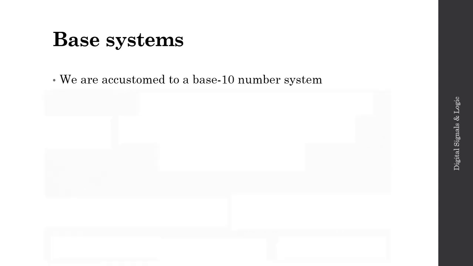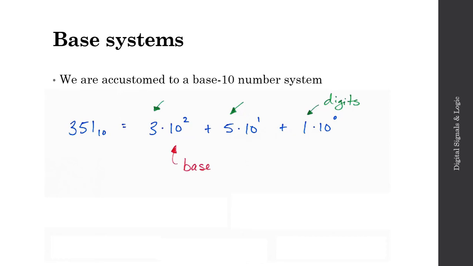So working with binary numbers is going to require a bit of a shift in our way of thinking. We're accustomed to a base 10 number system, right? Because we're born with 10 fingers. So if we were to find the number 351, for example, in base 10, I could write that as 3 times 10 to the 2, that'll give me 300, plus 5 times 10 to the 1, that'll be 50, plus 1 times 10 to the 0, right? That'll be 1. 300 plus 50 plus 1 is 351. That's in base 10, right? Where the 10s are my base and the 3, 5, and 1 are my digits.